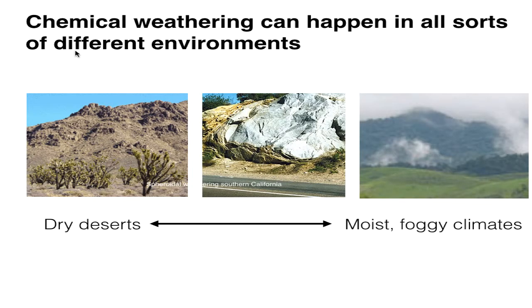I think what the person that made this presentation was trying to say is that chemical weathering can happen in all sorts of different environments. Everything from dry deserts to moist and foggy climates. Now, the amount and the mechanism of chemical weathering might differ from place to place, but the point is that it happens all over the planet. And by putting these three pictures side by side, it encourages us to compare them and start thinking about what is it that contributes to chemical weathering in each of these places. But the fact that they're all side by side also means that they're all co-equal. These are equal types of things where we expect chemical weathering to happen.